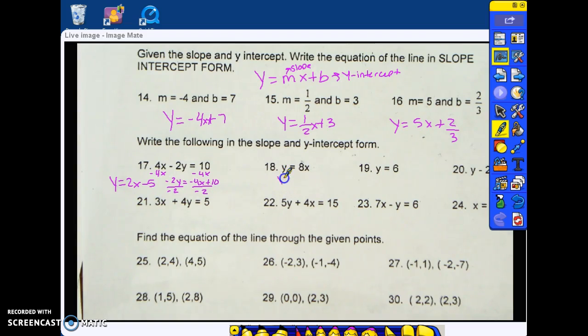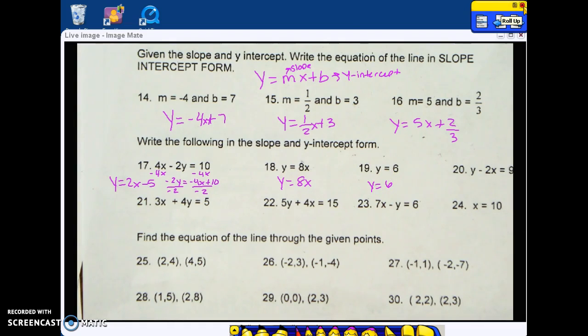Number 18, y equals 8x, is already in slope-intercept form. Number 19, y equals 6, that is a horizontal line, and it is already in slope-intercept form. For number 20, we add 2x to both sides, and we get y equals 2x plus 9.